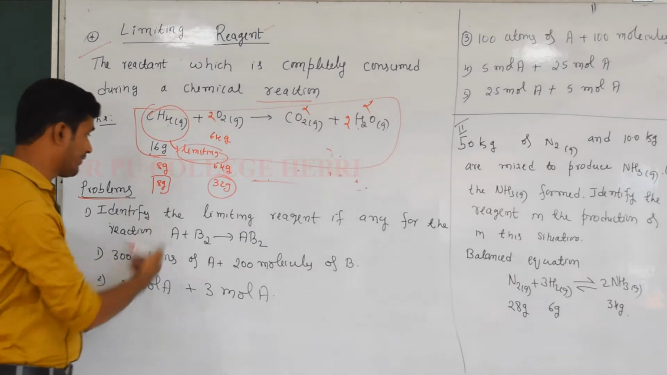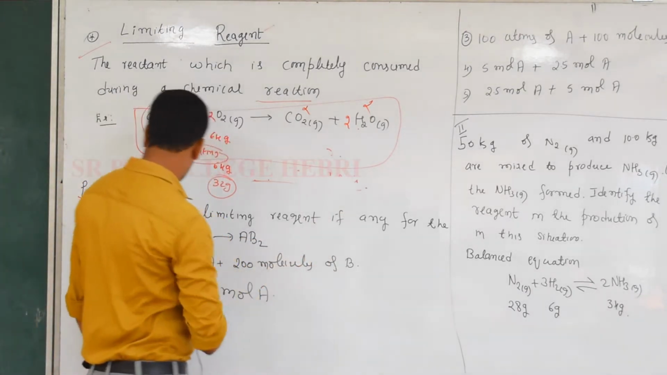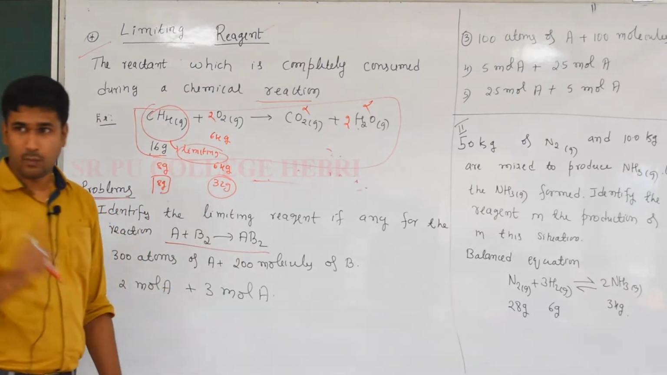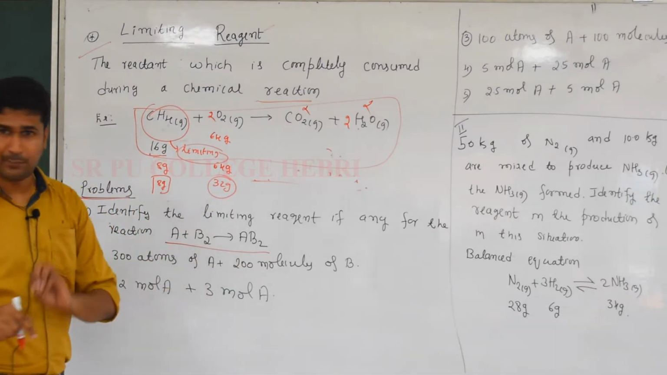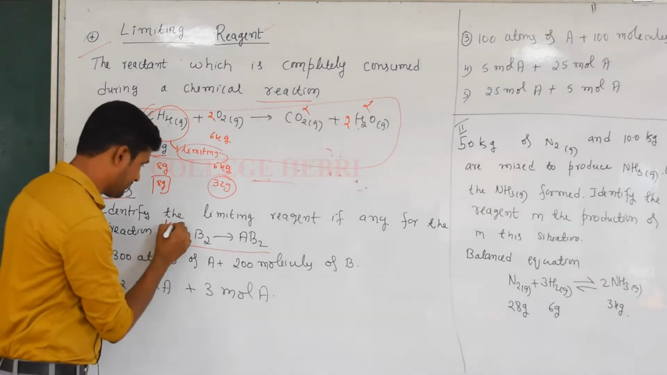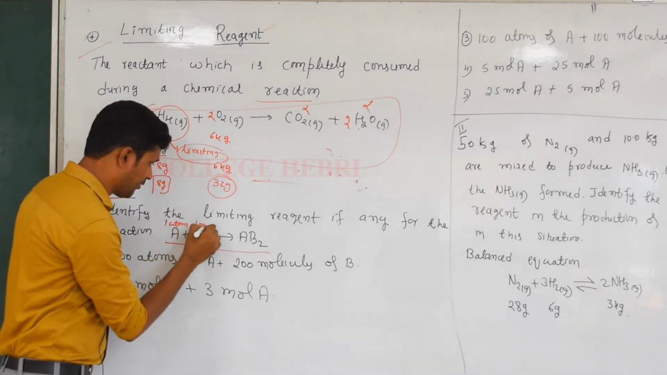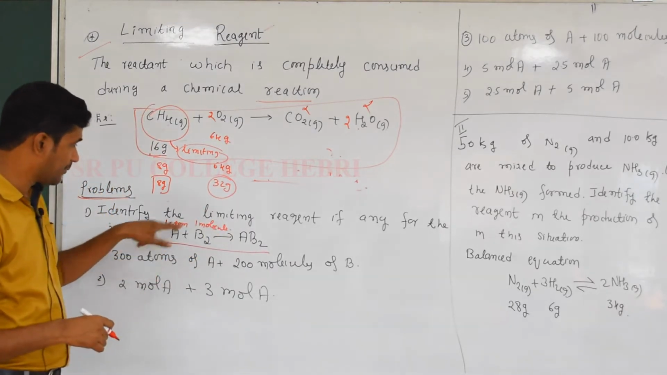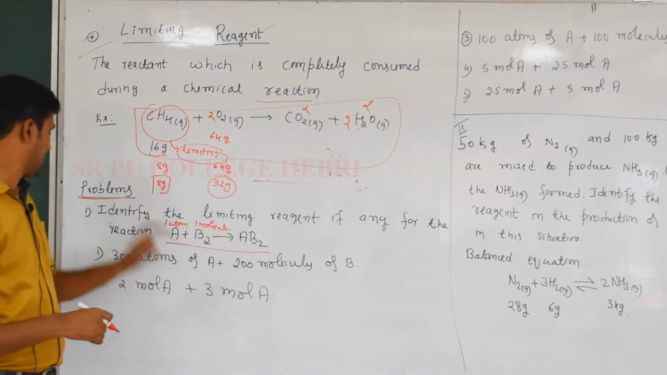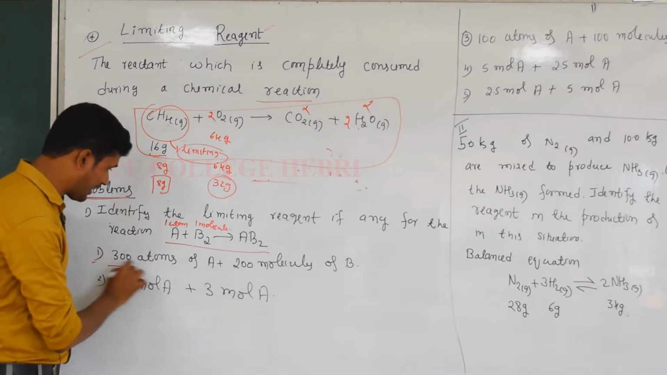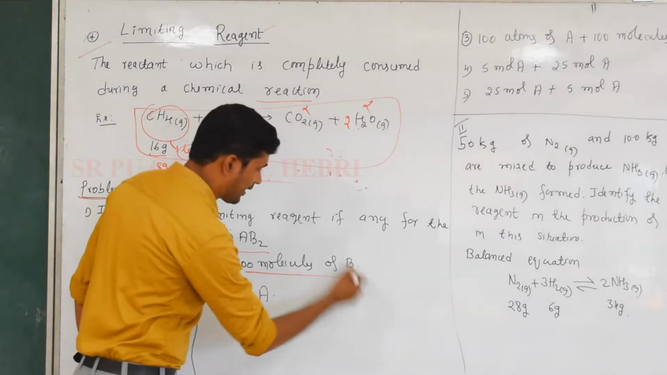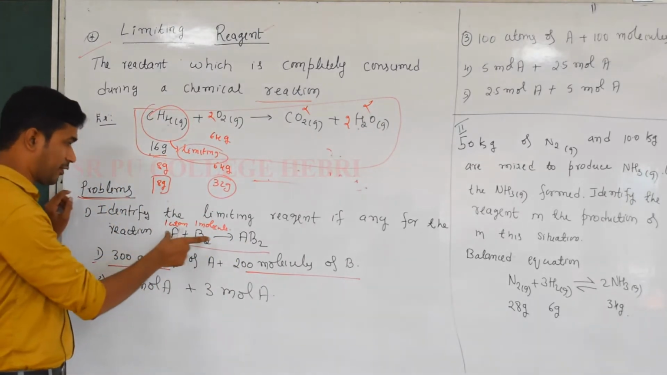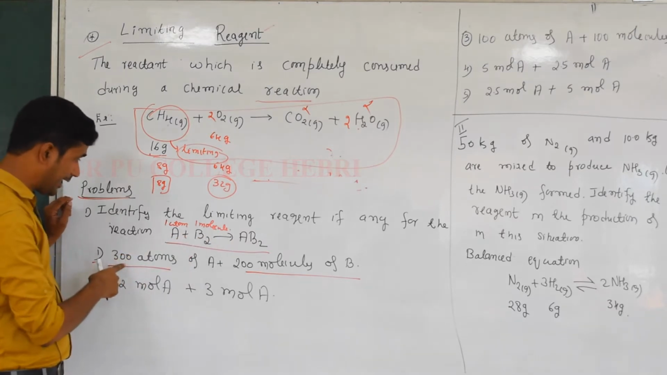First, identify the limiting reagent, if any, for the following reaction. Look at the reaction. In this reaction, one atom of A combines with one molecule of B. So this is one atom, this is one molecule, or 1 mole of atoms of A combines with 1 mole of molecules of B. First question: 300 atoms of A and 200 molecules of B are given. This is your reaction mixture. The reaction takes place according to this stoichiometric equation.